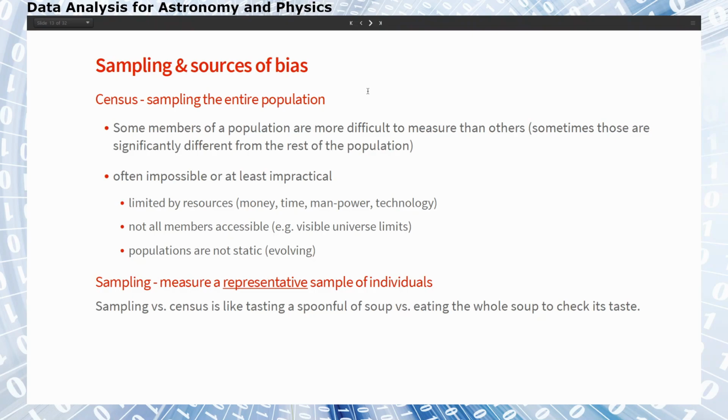The visible universe is smaller than the entire universe. So we cannot sample the entire universe. And of course it might be that our populations, for example, are not static and evolve or change during our research. So usually it comes down to sampling a subset, so measuring a representative sample of individuals.